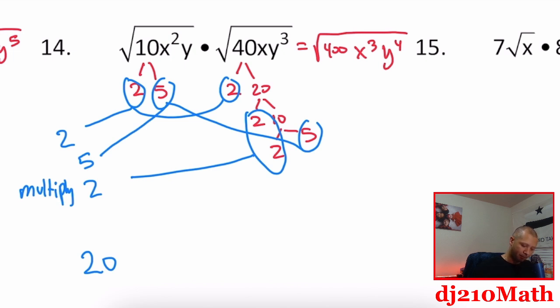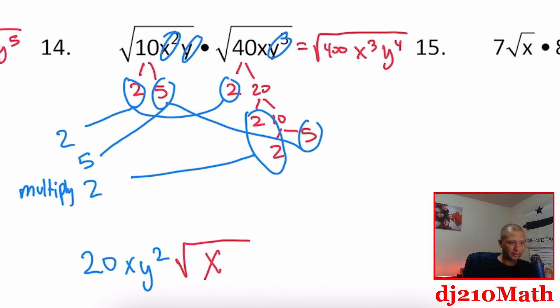Okay. This guy's going to come out, leaving behind 1x. And then there's 4 y's, right? 1 and 3. So both of these are going to come out as y squared. And the only thing left behind is a single x.